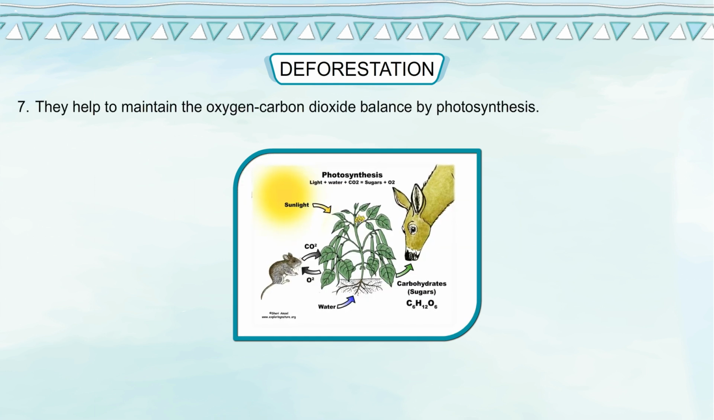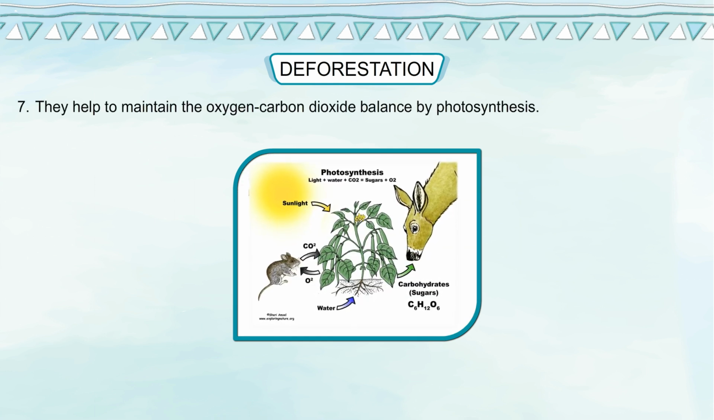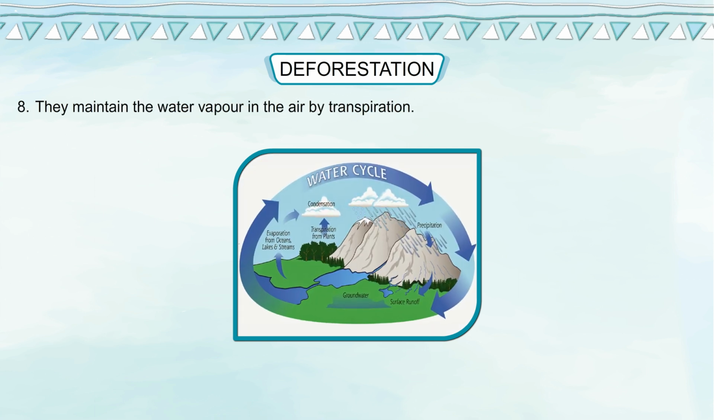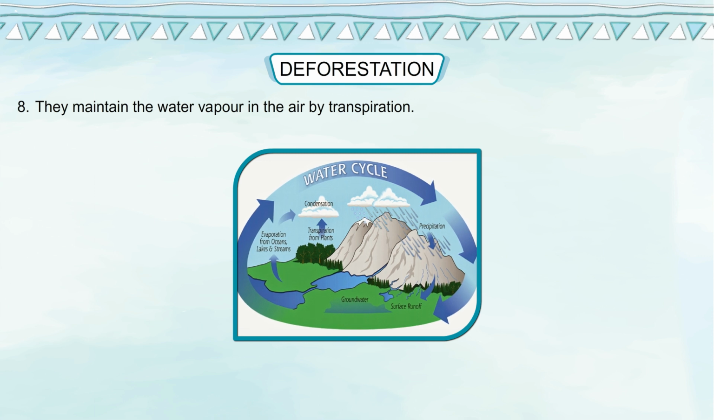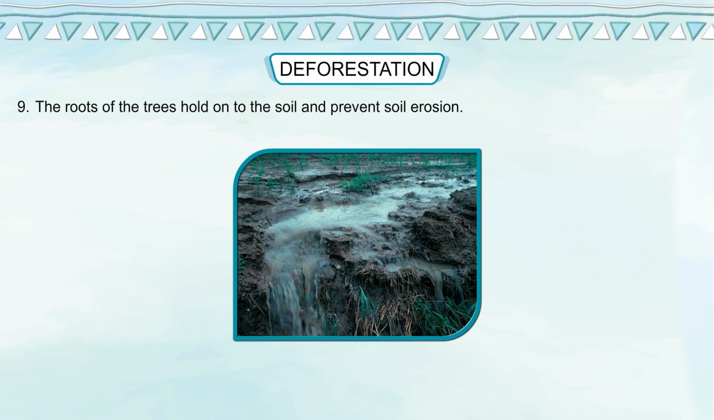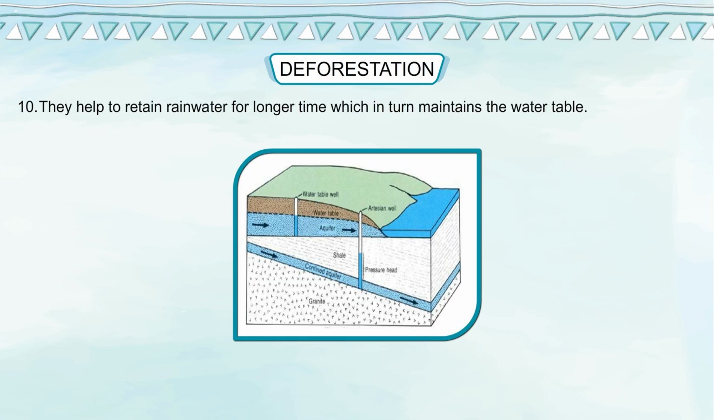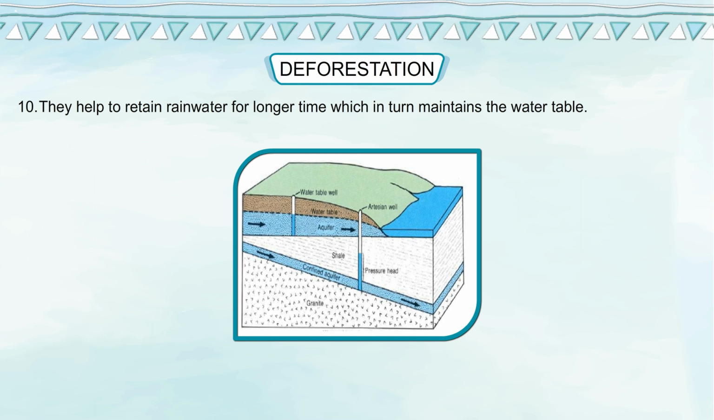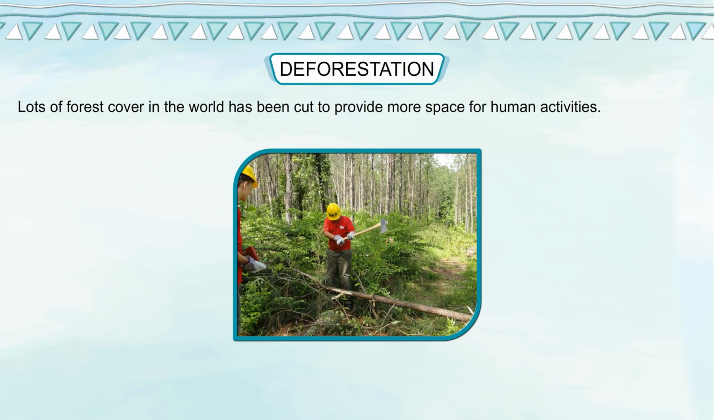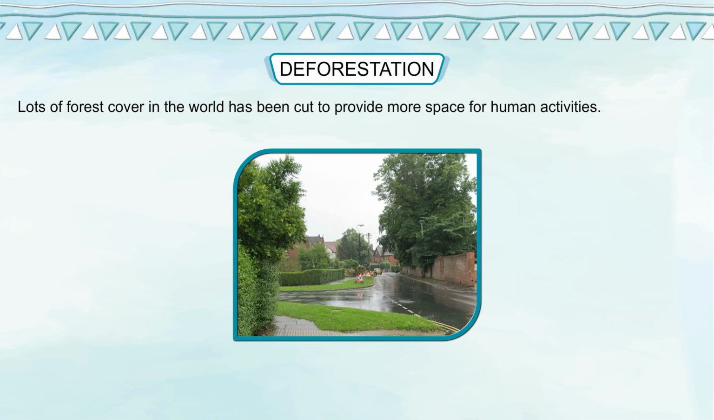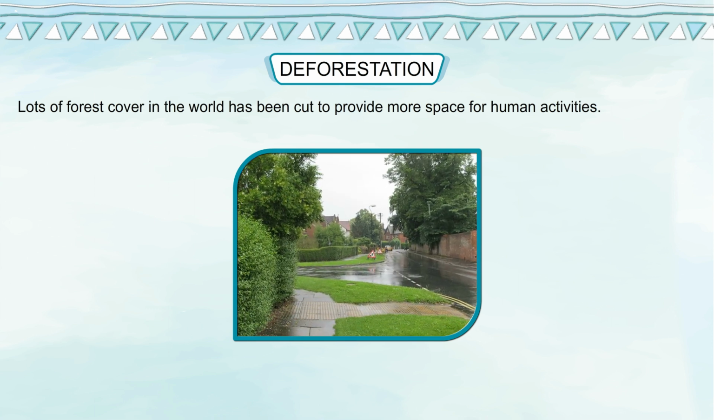They help to maintain the oxygen-carbon dioxide balance by photosynthesis. They maintain the water vapor in the air by transpiration. The roots of the trees hold on to the soil and prevent soil erosion. They help to retain rainwater for a longer time, which in turn maintains the water table. Lots of forest cover in the world has been cut to provide more space for human activities.